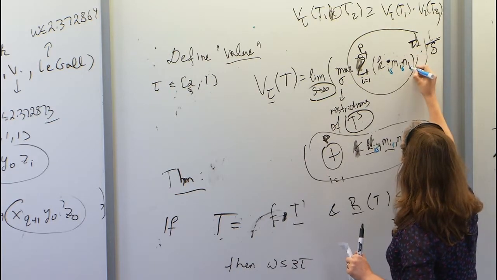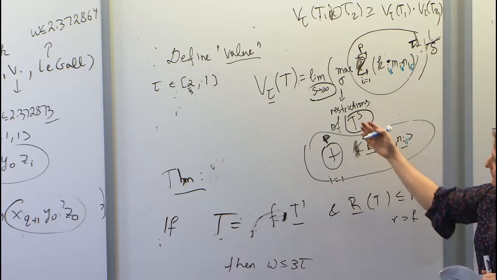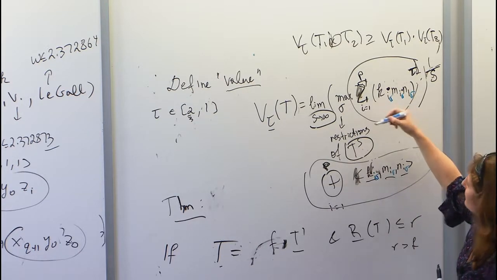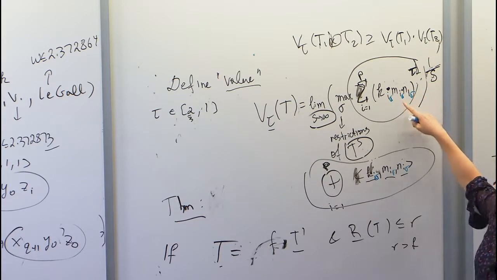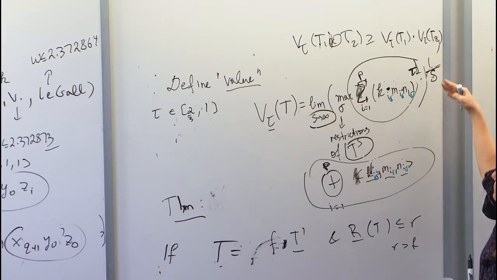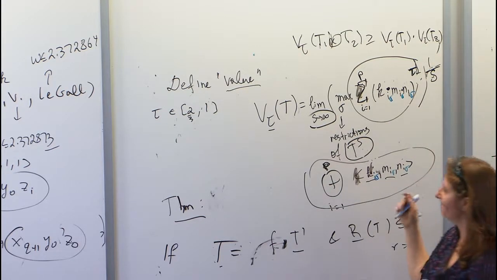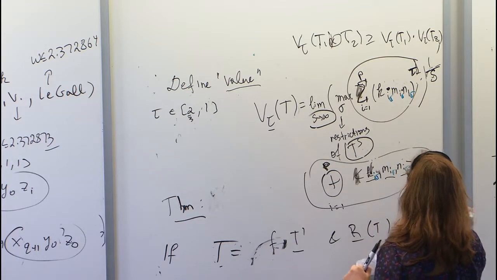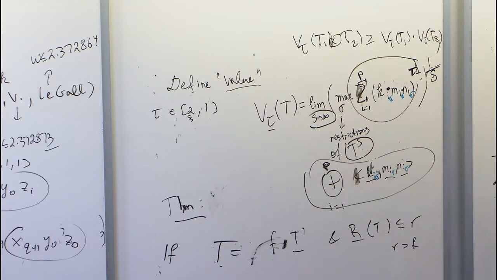Oh, I see. So this is what's going on. I take a restriction. These are the dimensions of the matrix products that I get under this restriction. Then I take this thing, which is exactly what we had in the Schoenhagen theorem. And then I take 1 over S, and then I take the limit, and this is what the value is.